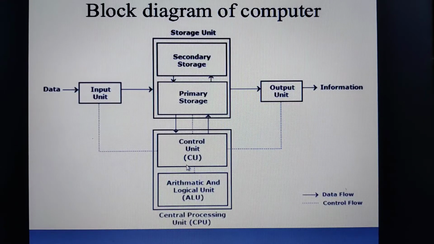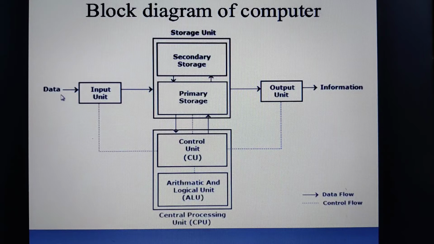Interpret in the sense it will understand, and after understanding it will execute. Execute in the sense it will process the data as per the given instructions. Therefore, the CPU is being considered as the brain of the computer system. Alright, now let us take an example.